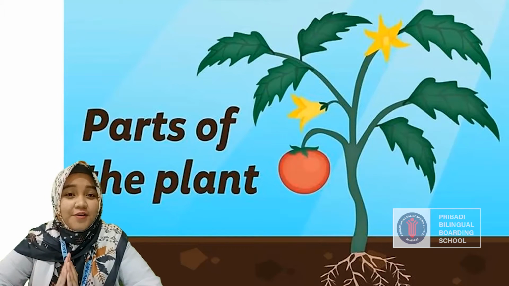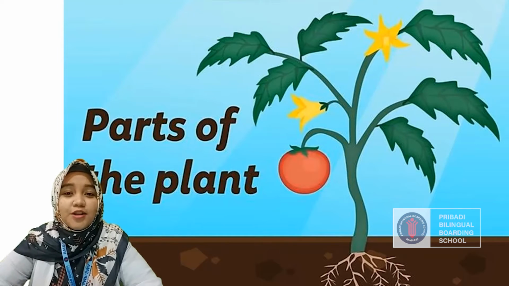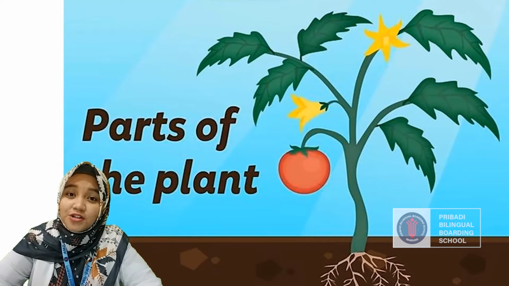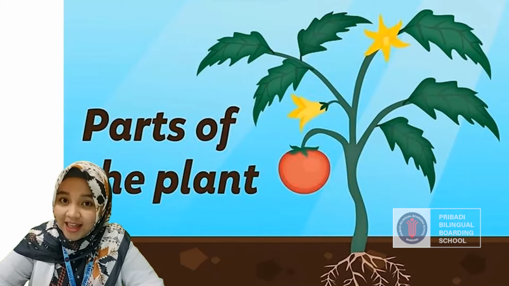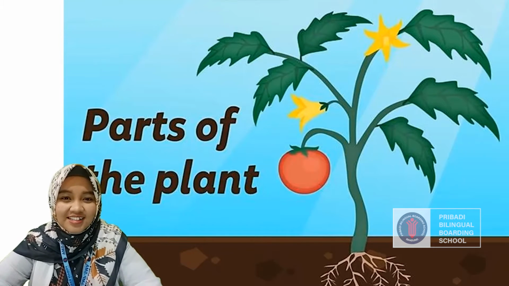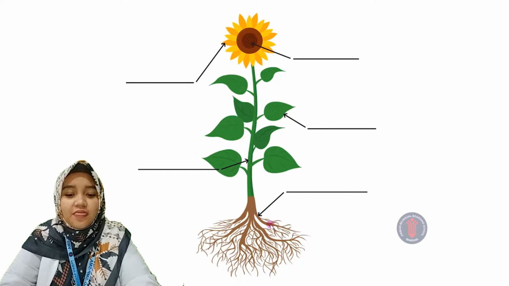Okay, now let's discuss the parts of the plants. In the previous meeting, we saw some of the parts of the plant, so now we're just going to review. Can you help me to mention the parts of the plant? Great! Let's label this plant from the bottom to the top. Can you help me with this one?